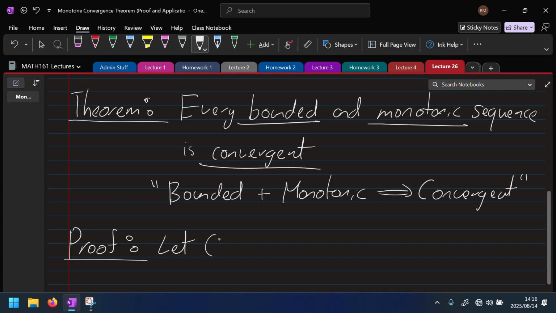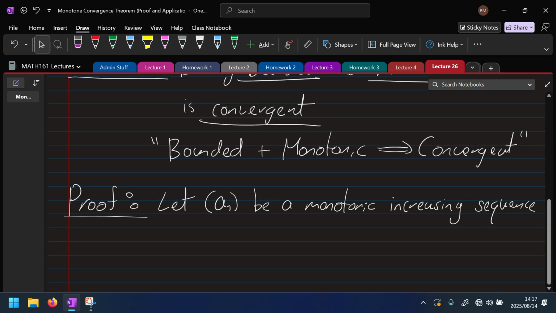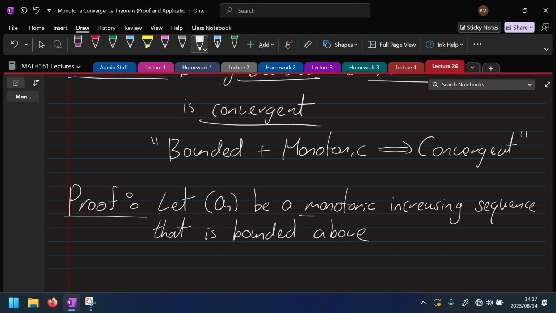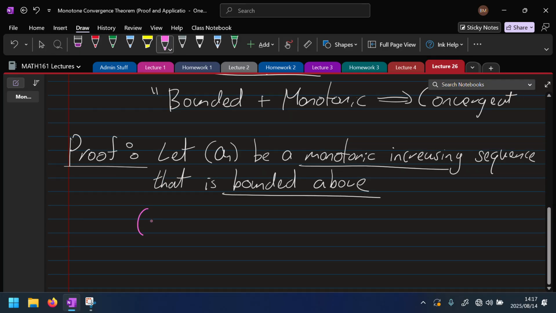Okay, so we've got a sequence a_n. Let a_n be a monotonic increasing sequence. Okay, so we know what that means. And bounded above. Okay, so that is bounded above. Okay, so we know it's increasing, we know it's bounded above, we need to show its convergence. And then I'll just make a note here for homework.